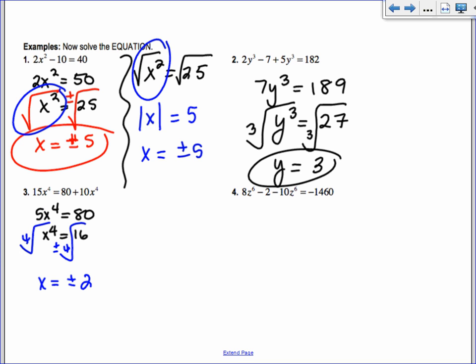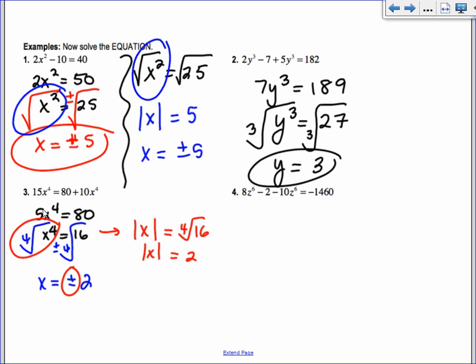So a lot of you are still confused about the absolute value concept. What's happening here is when you do the 4th root of x to the 4th, that's giving you absolute value of x equals the 4th root of 16, which is 2. That's why you do the plus or minus thing, okay? Because if absolute value of x is equal to 2, then x could be 2 or negative 2.